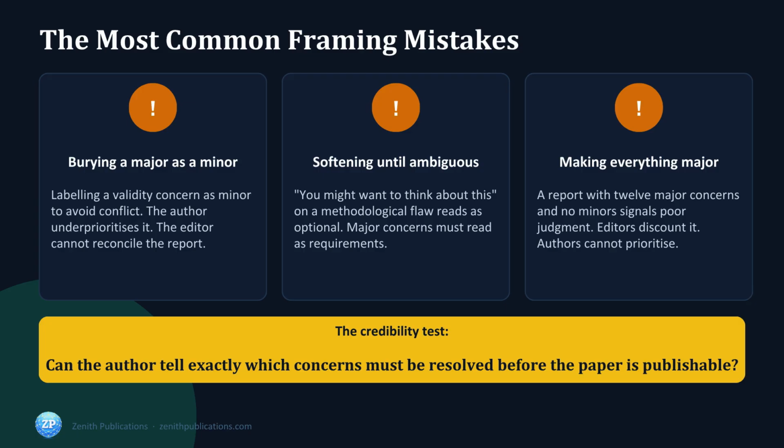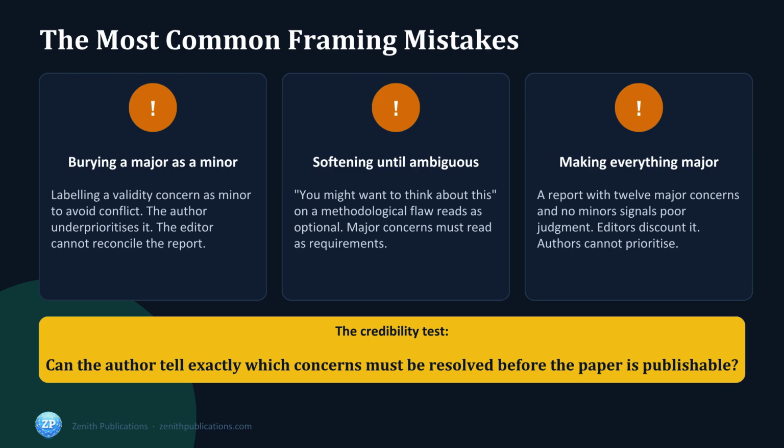Burying a major concern as a minor one. This often happens to avoid conflict, but it has the opposite effect. The author under-prioritizes a validity issue. The editor cannot reconcile a report that lists a fatal flaw under minor corrections. Softening language until the concern becomes ambiguous. "You might want to think about this" on a methodological flaw is not a peer review comment. It is a suggestion. Major concerns must read as requirements.